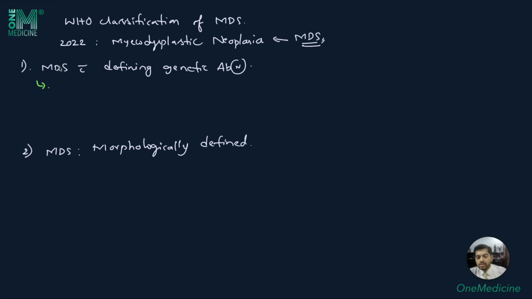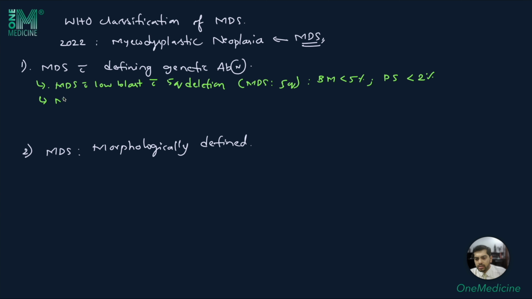The first one in MDS with defining genetic abnormalities is MDS with low blast count with 5q deletion. It is written as MDS-5q in short. This has a bone marrow blast of less than 5% and peripheral smear blast of less than 2%. The second one is MDS with low blast with SF3B1 mutation, also written as MDS-SF3B1. Even in this case, the bone marrow blast count is less than 5% and the peripheral smear blast count is less than 2%.